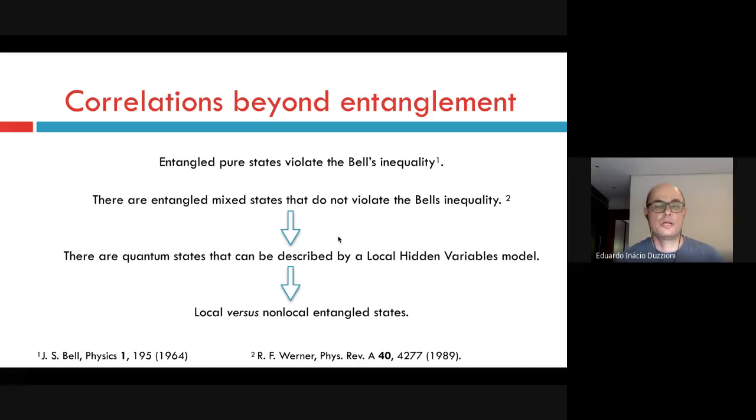What I mean is entangled, there are two kinds of entanglement, local and non-local states. Non-local entangled states are Bell correlated states. What I'm trying to say is that there are different ways quantum systems are correlated between them. This is a simple example about quantum correlations.